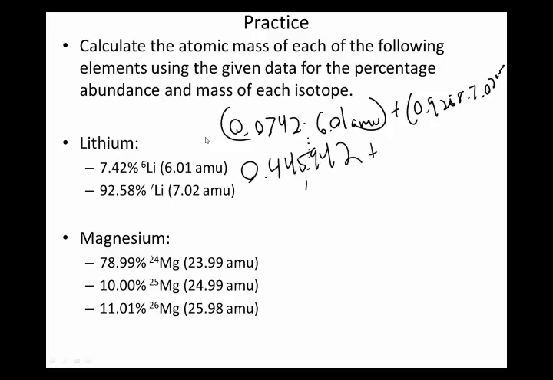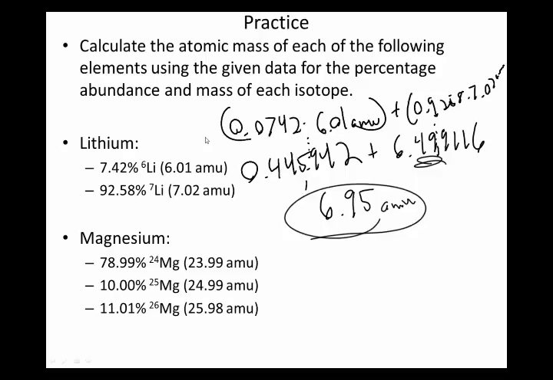Then I'm going to take 0.9258 times 7.02. Again, three significant figures. 6.499116. I would round here after three significant figures. So then I'm going to add the two together, 0.445942, and get 6.95, because that's where I need to round according to this number here, AMU.